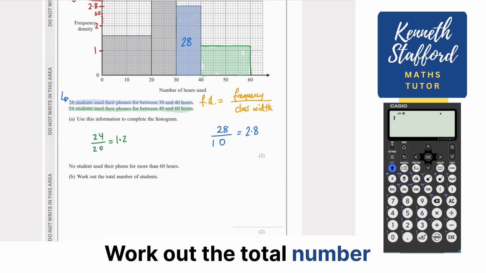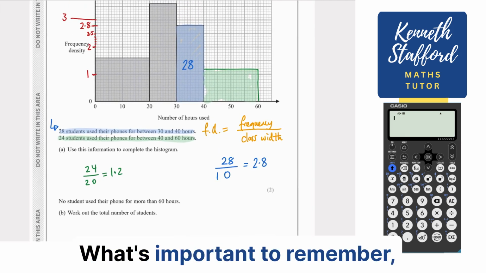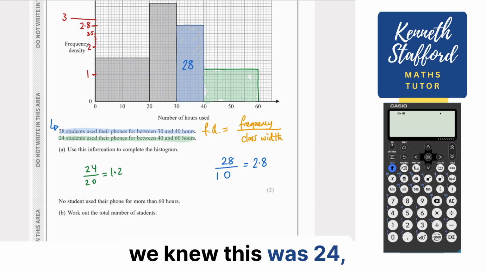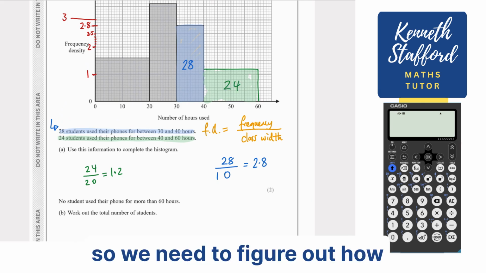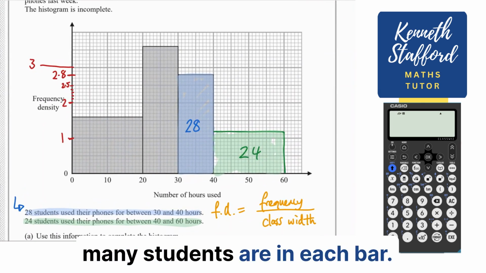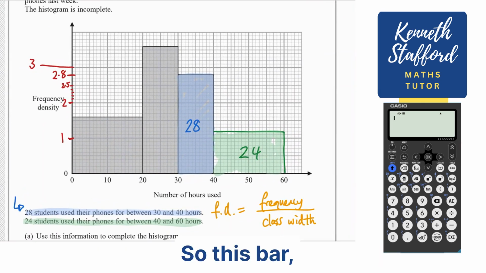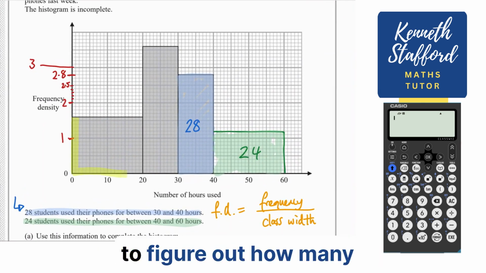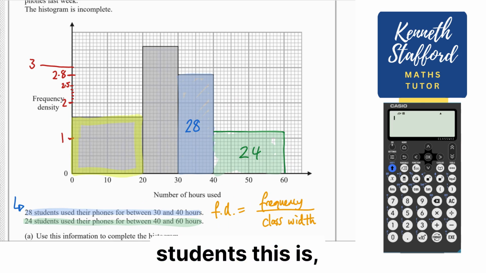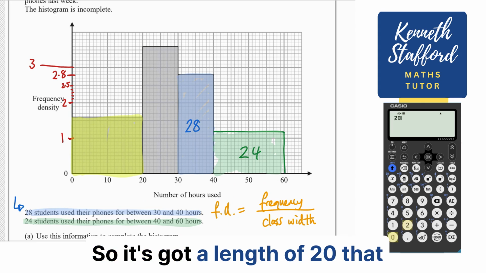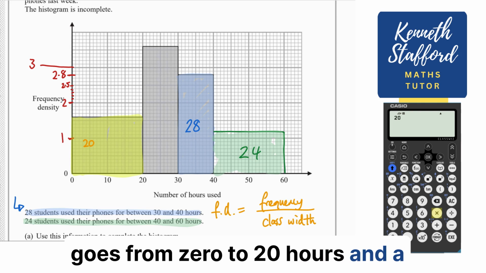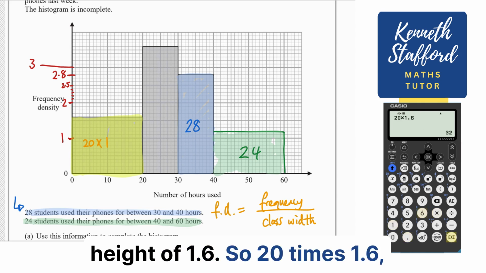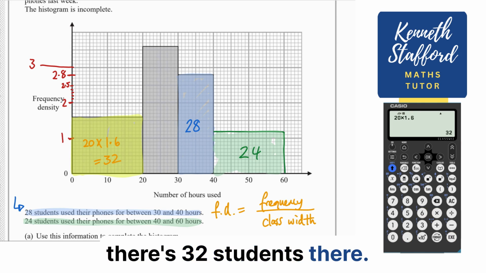Work out the total number of students. What's important to remember, we knew this was 24. So we need to figure out how many students are in each bar. So this bar, to figure out how many students this is, we figure out the area of the bar. It's got a length of 20, that goes from 0 to 20 hours, and a height of 1.6. So 20 times 1.6, there's 32 students there.